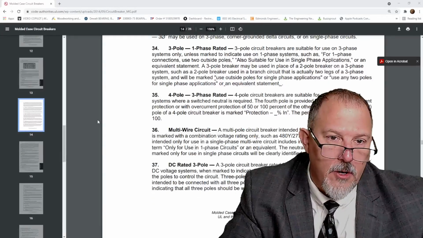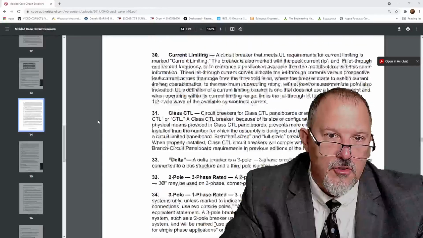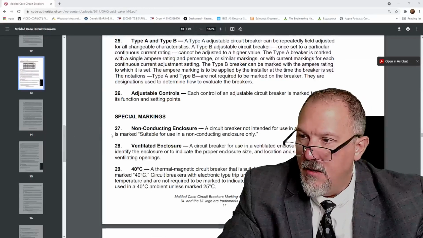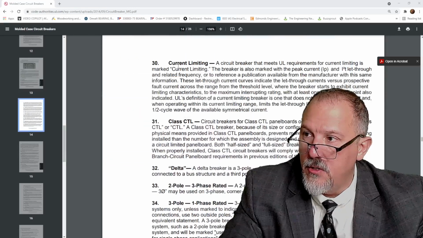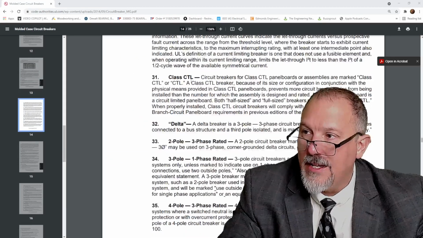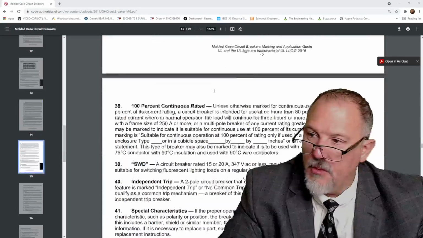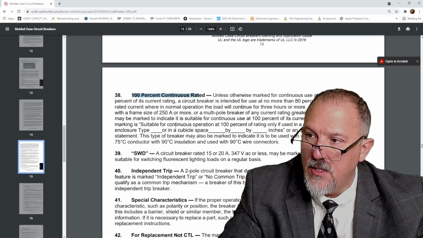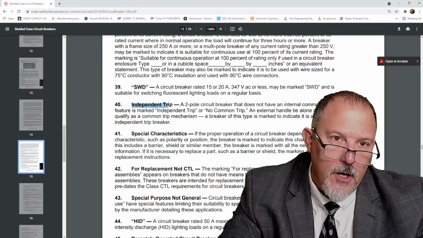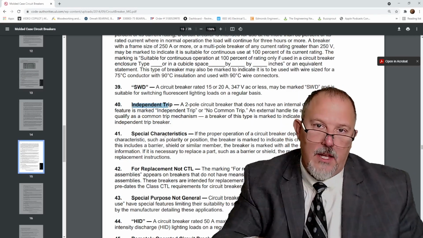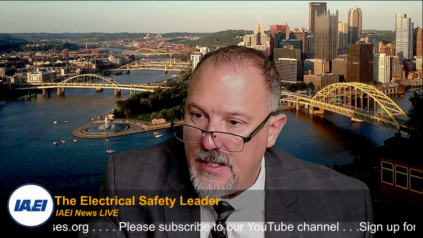But what's nice about the marking guide is that all of those different markings on that circuit breaker are described right here. What 40 degrees C means, special markings, non-conductive enclosure, current limiting, class CTL, delta, 2-pole, 3-phase rated, DC rated 3-pole, 100% continuous, switched duty, independent trip. All of those are described. Any of those markings are described right here in this marking guide. That's going to be down below.